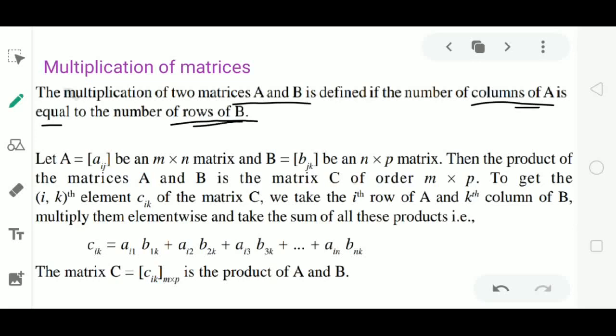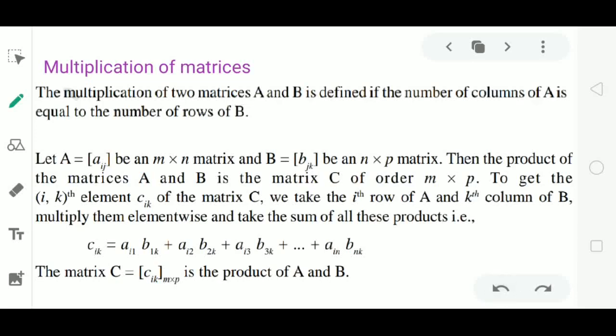In case of addition and subtraction, we know that we can add two matrices or subtract one matrix from another only if both of the given matrices are of the same order. That is the condition for addition and subtraction. But here we can multiply two matrices only if the number of columns of first matrix A is equal to the number of rows of second matrix B. This is the condition for multiplication of two matrices A and B.